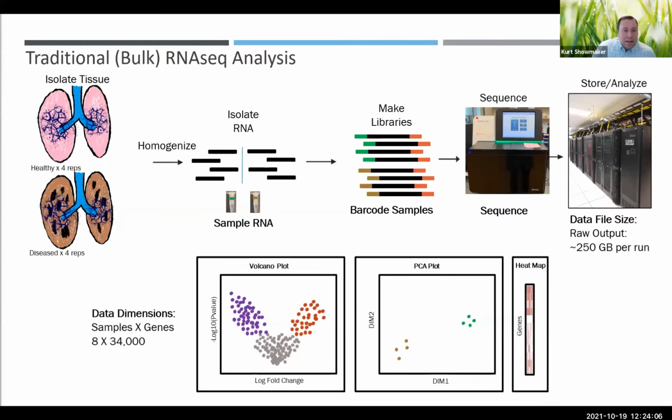And in this data, we have 8 samples if we did 4 reps for each treatment group, and then 34,000 genes. We would look at this data in volcano plots, PCA plots, and heat maps, and then call the differentially expressed genes. And then each sample would have its own barcode.